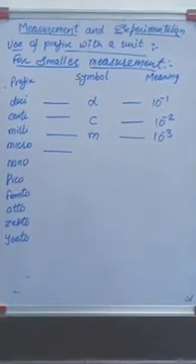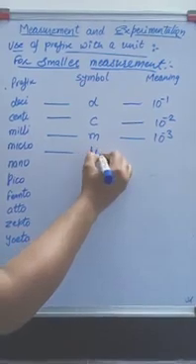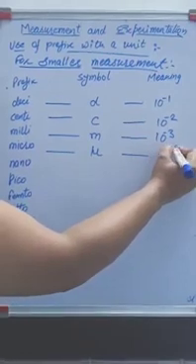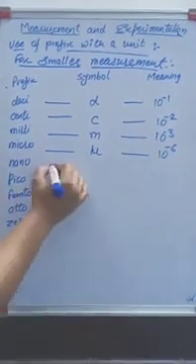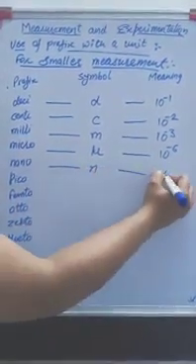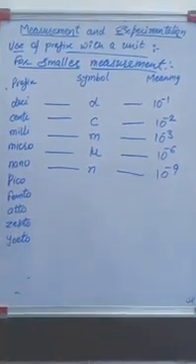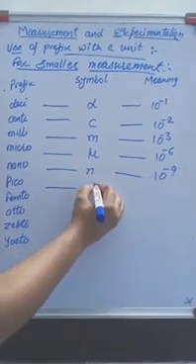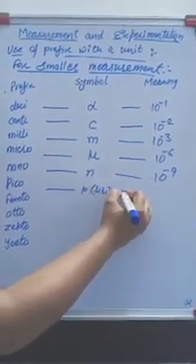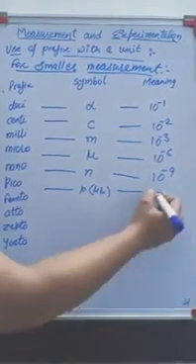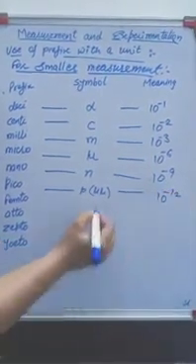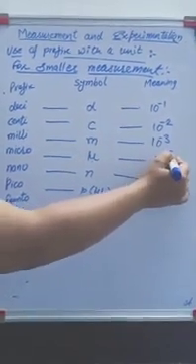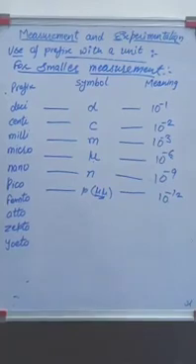Next comes micro. Micro, the symbol is mu, and the value is 10 power minus 6. Nano, symbol is n, and the value is 10 power minus 9. Pico, its symbol is either p, or you can use mu mu, and the value is 10 power minus 12. Why mu mu? See, 1 micro is 10 power minus 6, right? Micro into micro, so it will become 10 power minus 12.